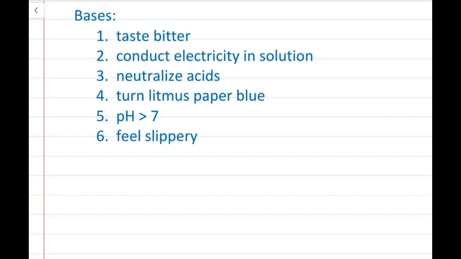Bases, just like acids, when you dissolve them, conduct electricity. They neutralize acids. Like when you take an antacid tablet, you're basically neutralizing the excess acid that's found in your stomach, if your stomach hurts. They turn litmus paper blue, so blue instead of red, if it's basic. The pH is going to be greater than 7 if it's basic, and it feels slippery. Now, you're not going to want to feel a strong base like sodium hydroxide with your fingers, because it's going to be dangerous, just like an acid would be dangerous. It's going to damage your tissues.